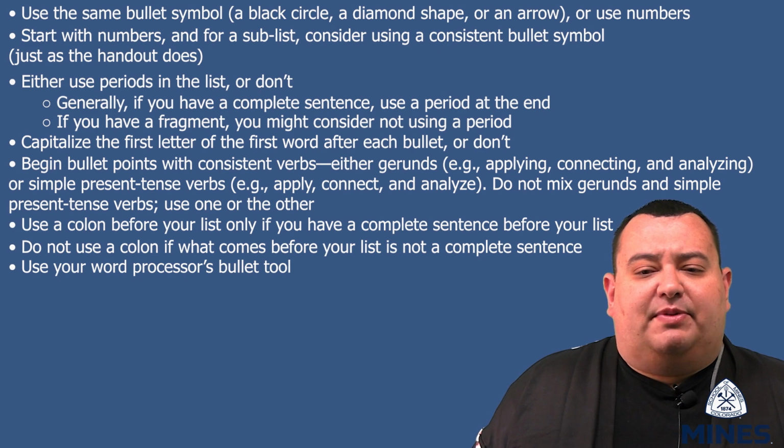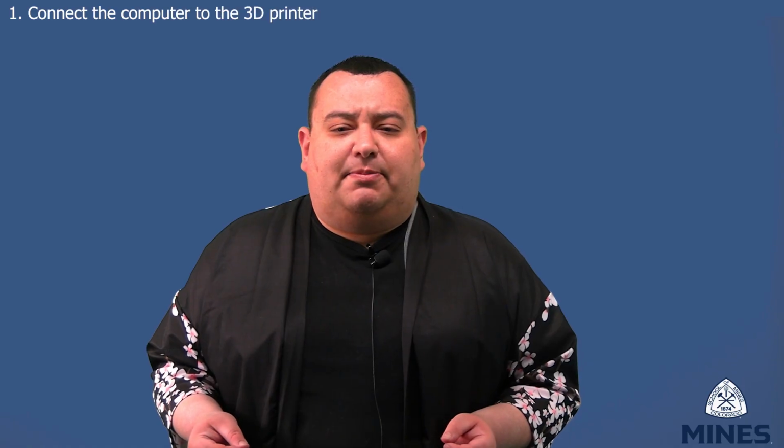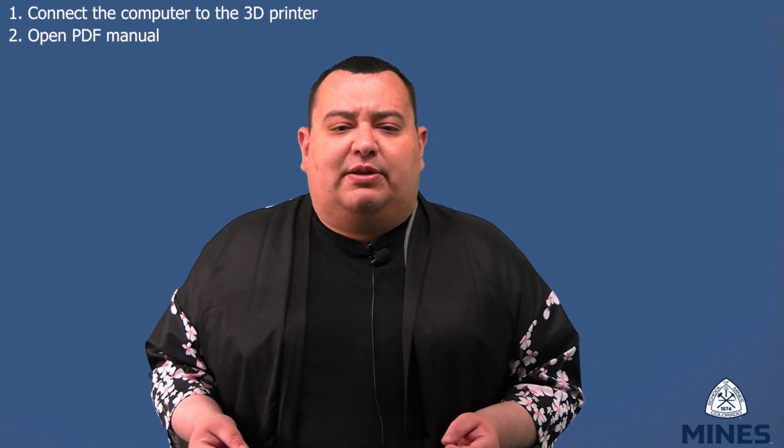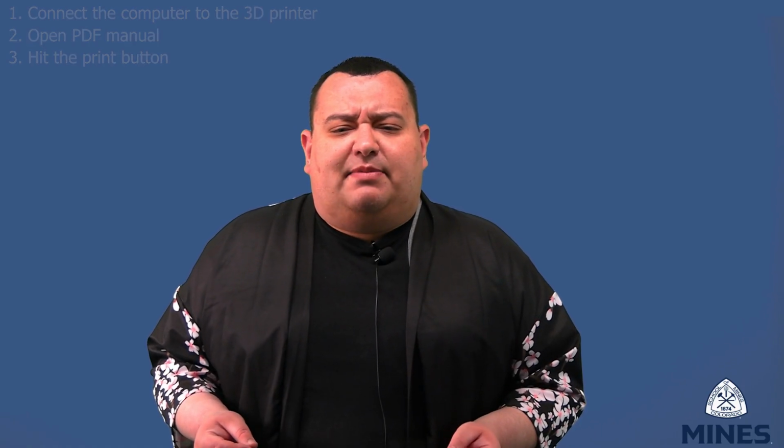Here's a simple example from STEM. So here are some simple instructions for 3D printing. First, connect the computer to the 3D printer, open the PDF manual, hit the print button. This method makes the steps easy to understand and follow, showing the importance of starting with verbs.